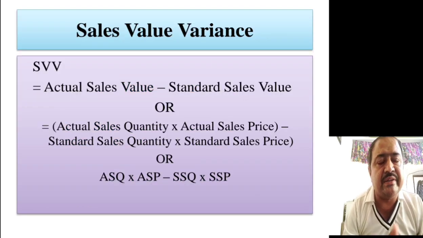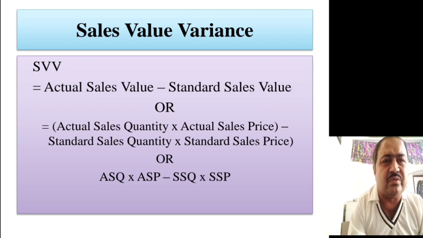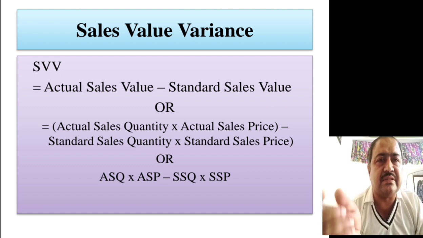I have already shared this material with you on my blogger, and all these materials are available in your books. You can prepare the formulas from it. So the first formula is actual sales value minus standard sales value. How is it to be calculated? Actual sales quantity into actual sales price minus standard sales quantity into standard selling price. So in short form we can write ASQ into ASP minus SSQ into SSP. SSP means standard sales price, and ASQ means actual sales quantity, so that you know very well. So this is the simple formula of the first and main variance of sales, that is sales value variance.